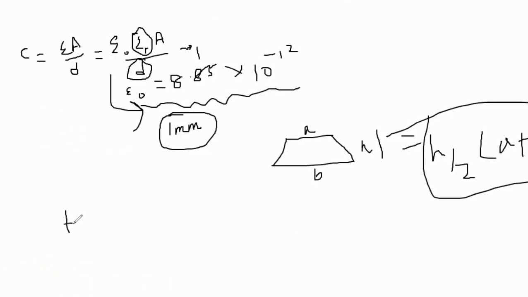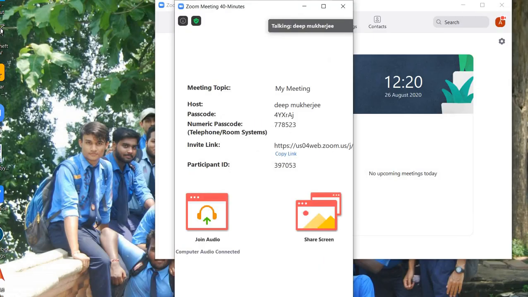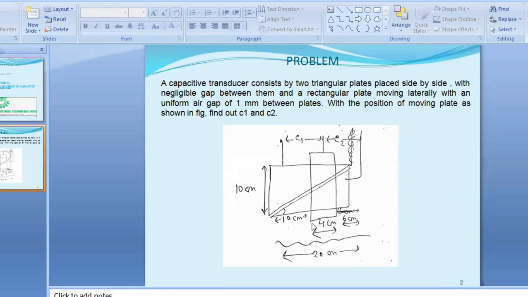Tan theta equals 10 by 20. So that means it equals half. Tan theta equals 10 by 20, so that means it equals half. So that is tan theta, clear? So now, here you have found tan theta.